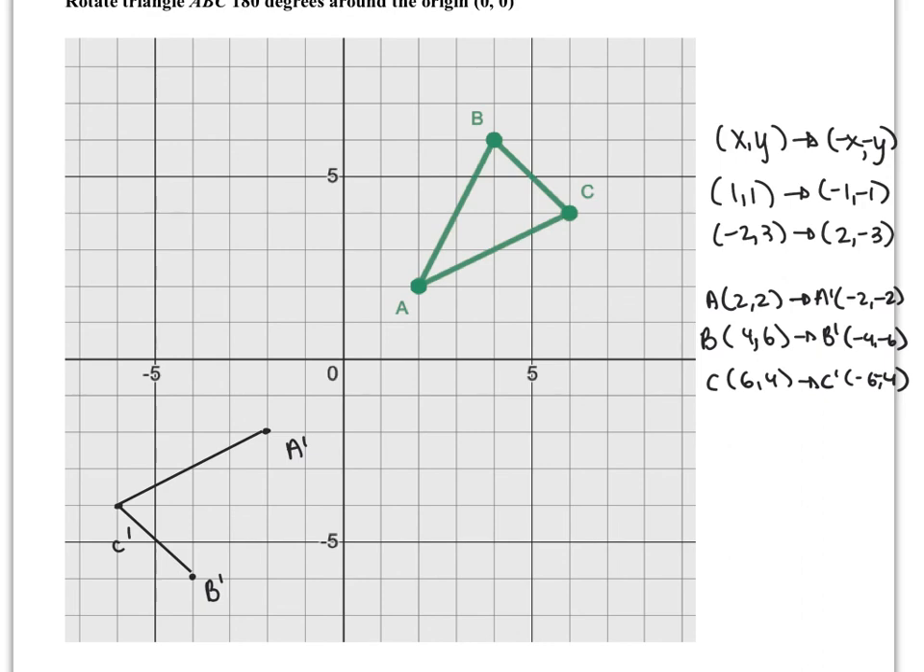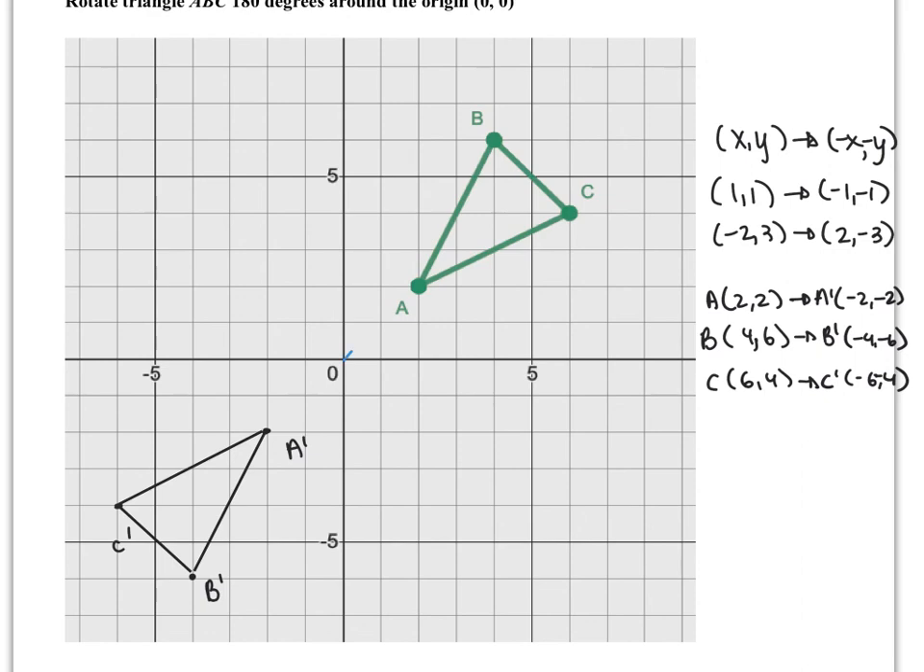And hopefully what I can see is it's as if I've taken this triangle and completely turned it around in the coordinate plane, so I can kind of see how everything turned. If I were to spin this original, it would land directly on top of itself.